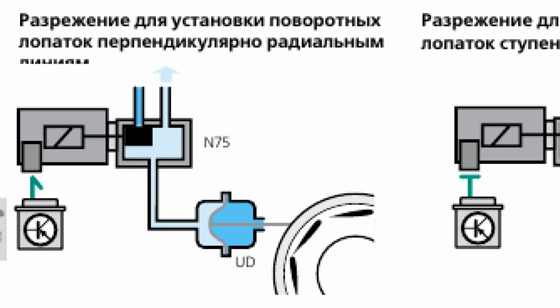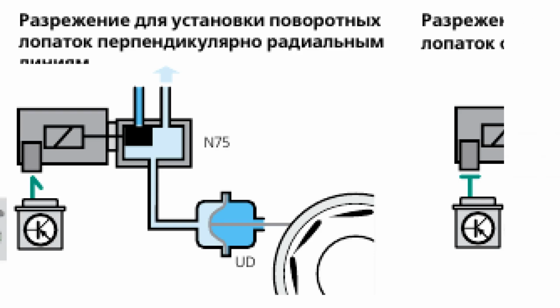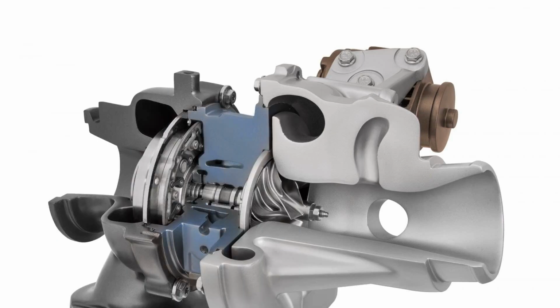Therefore, as the engine speed increases, the vanes change their position, increasing the cross-section for the exhaust gas to pass through. The operating principle of the variable geometry eliminates the need for a wastegate. The entire exhaust gas flow passes through the impeller of the hot part. Excessive boost is prevented by changing the position of the rotary vanes.